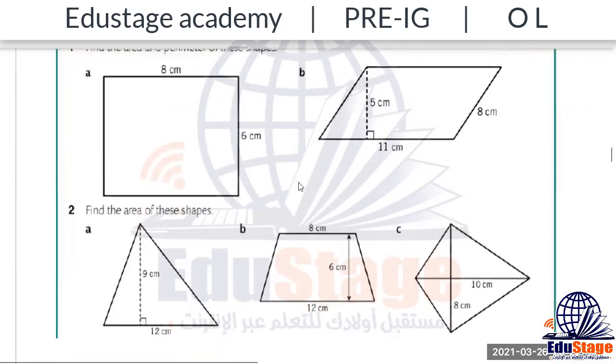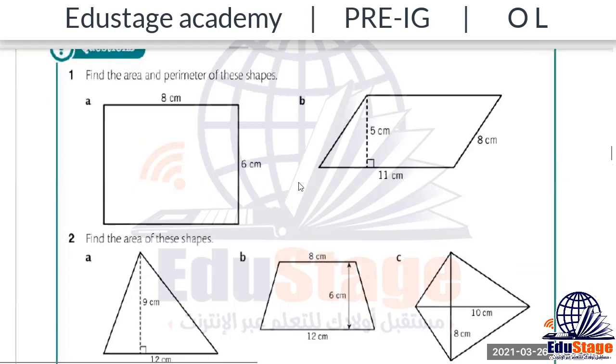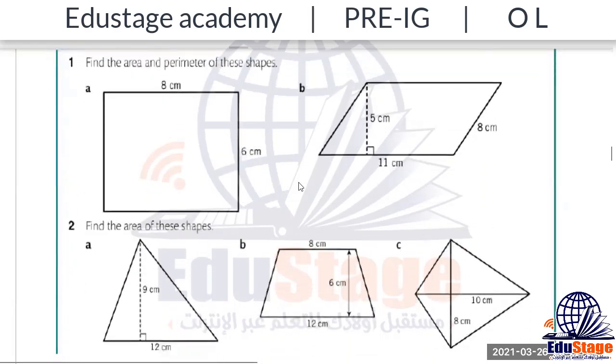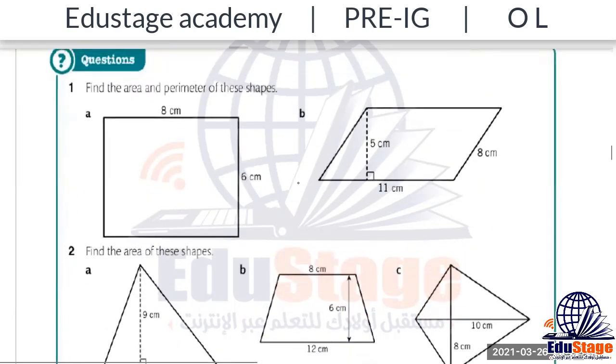Okay, guys, we need to do those questions from A to B and from A to C. We need to find the area and the perimeter of the rectangle and the parallelogram. Who can do letter A? The perimeter here and the area. Quickly, guys. Okay, Salma, you can answer? Yes, sir, but I don't remember the perimeter, but I can do the area.